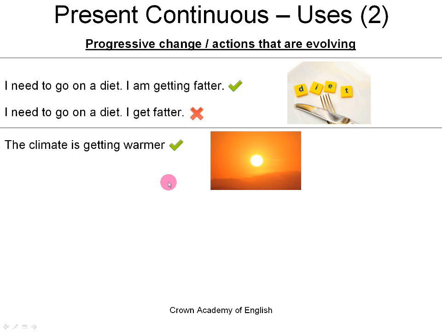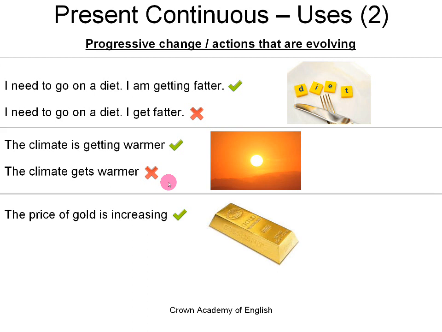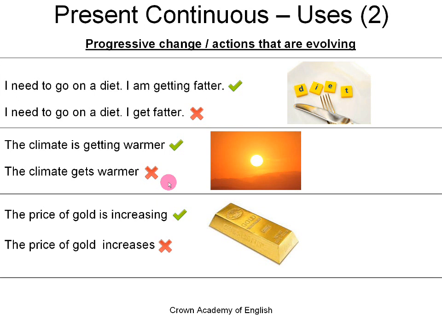Again, the climate is getting warmer, so we can talk about global warming. So we're talking in general that over time, over the past few years, the climate is getting warmer. So we use the present continuous to express this idea. And it is wrong, so we do not use the present simple. We do not say the climate gets warmer. The price of gold is increasing. Again, present continuous. And we do not say the price of gold increases.